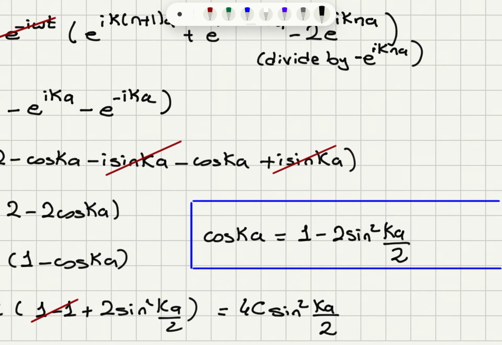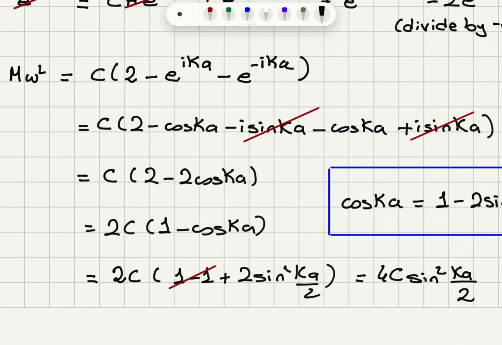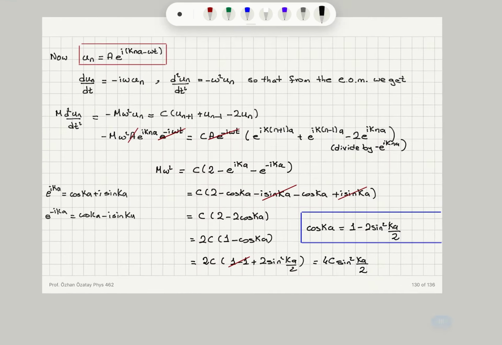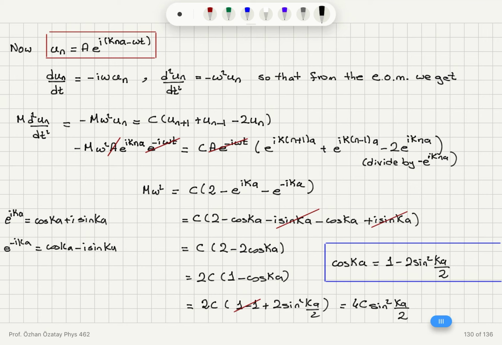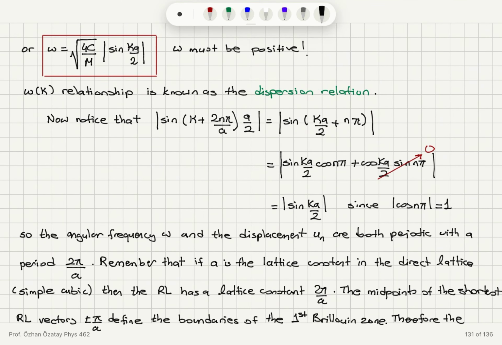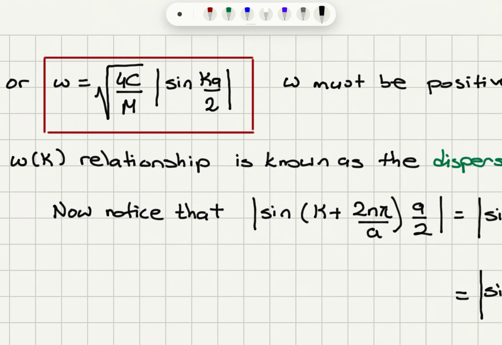And from cosine ka we can go, using our relationship between sine ka over 2 and cosine ka from trigonometry, cosine ka is 1 minus 2 sine squared ka over 2. So I substitute that here: 1 minus 1 plus 2 sine squared ka over 2. Ones cancel. So I obtain 4c sine squared ka over 2. And the left hand side was capital M omega squared. Okay, so omega becomes square root of 4c over M.